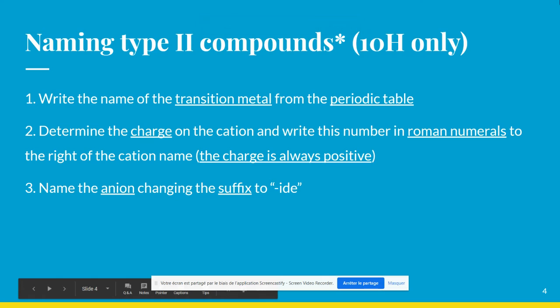When we're naming type 2 compounds, it's very similar to type 1 compounds, except you have to add the Roman numeral. So you would write the name of the transition metal, like, for example, iron. Then we're going to determine the charge. I'm going to actually show it with the example. And once you get what the charge is, you place it in Roman numerals. And then you just change the ion just like it was type 1, changing the suffix to "ide." So for example, iron 2 oxide, iron 3 chloride, something along those lines.